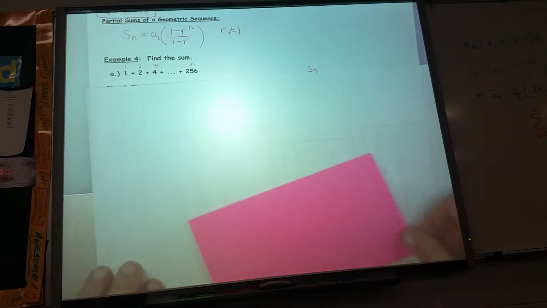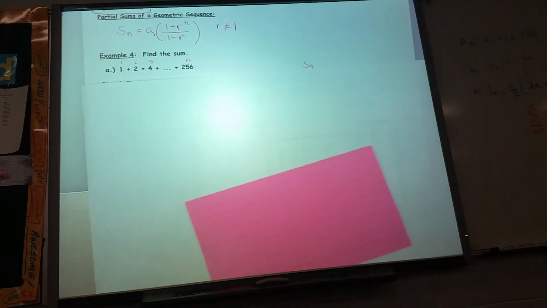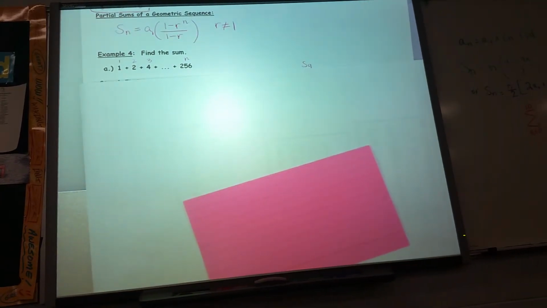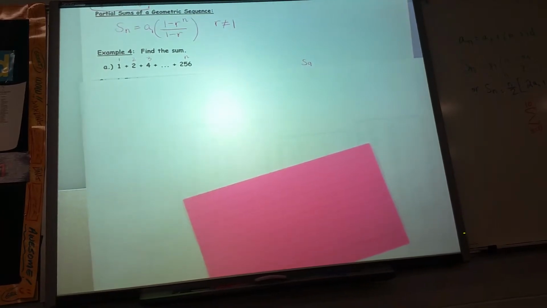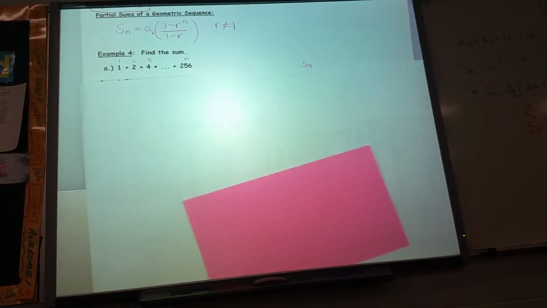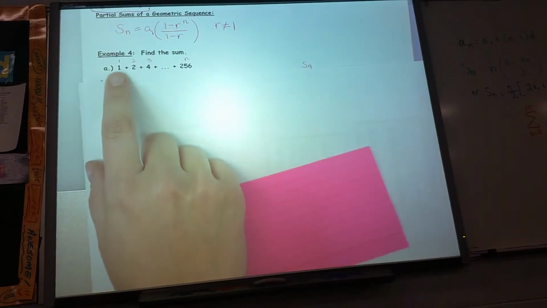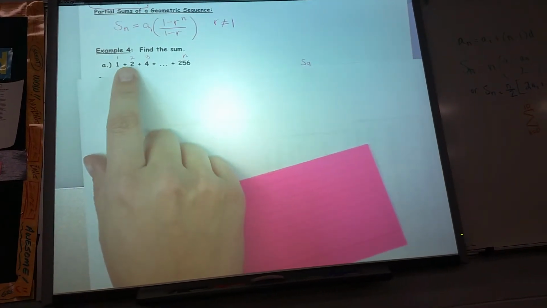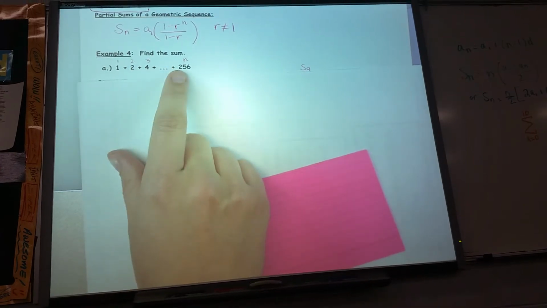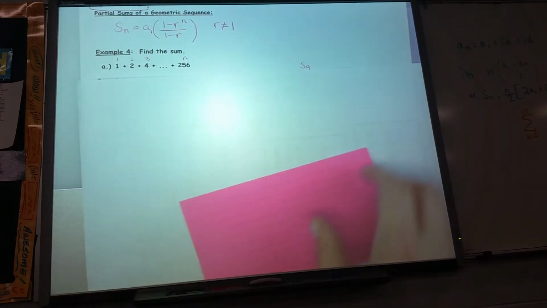So, for example, for part A, they ask you to find the sum. If we're going to find the sum, we have to know the number of terms. But we don't know the number of terms for this one. So what I did is I labeled these. I knew that this was A1, this was A2, this was A3, and then this would be called A sub n.